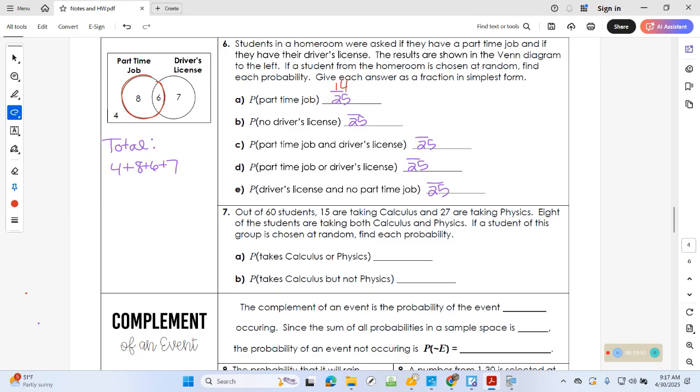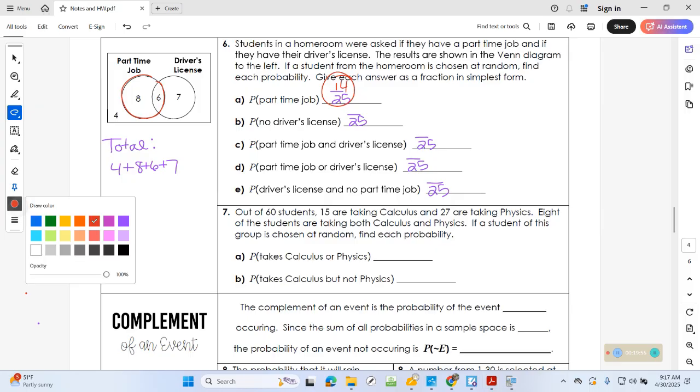Okay, does 14 out of 25 simplify? Nope, circle it. These are easy, wording. Okay, no driver's license.